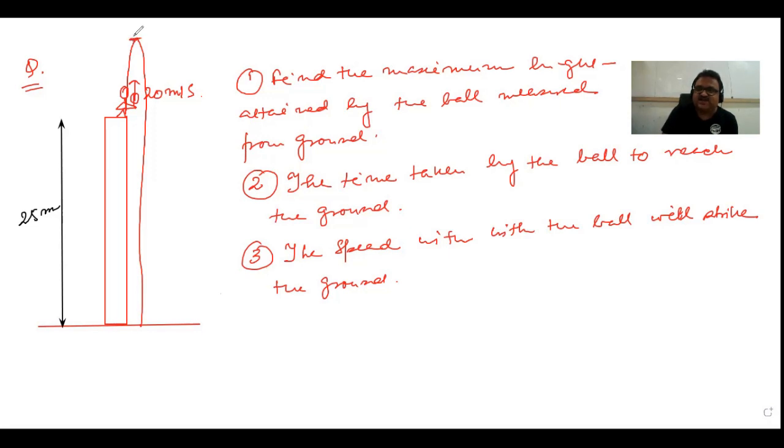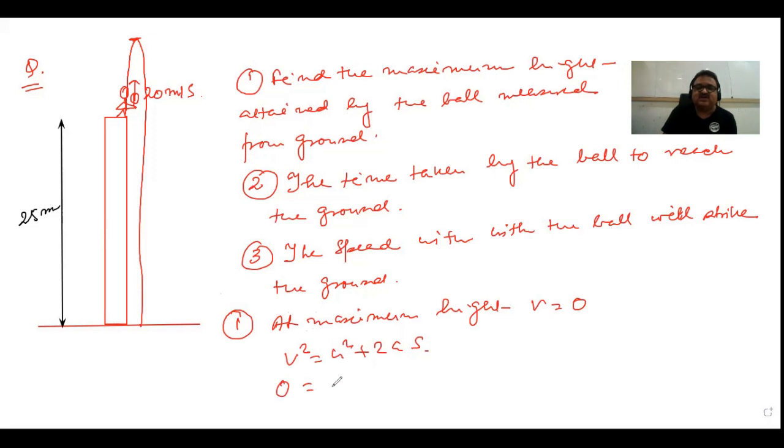At this point, the velocity is 0. So let us solve the first part of the problem. At maximum height, v equal to 0. Clear? And applying this formula, v square equal to u square plus 2as, v equal to 0. I told you this earlier many times. Always take this as the reference level because this is the level of throw. It is thrown upward, so u is positive, it is given 20.